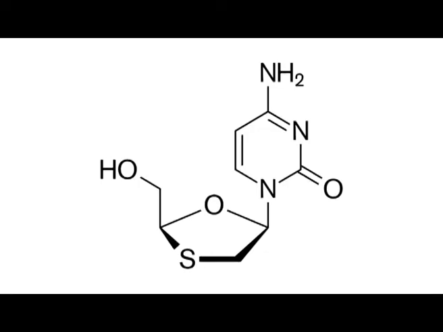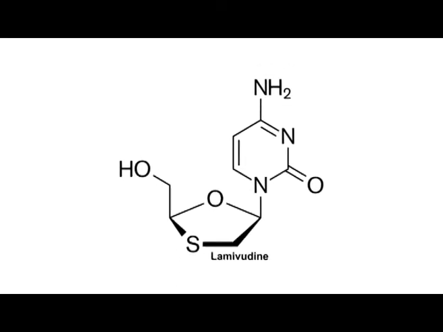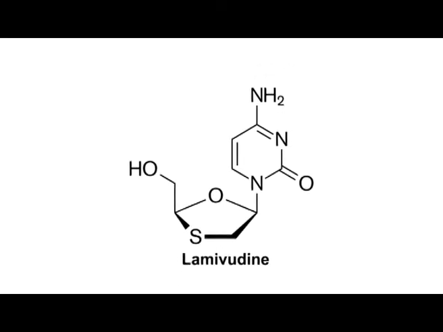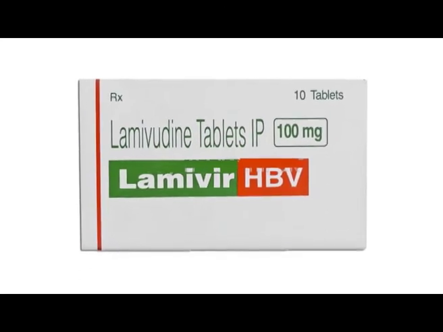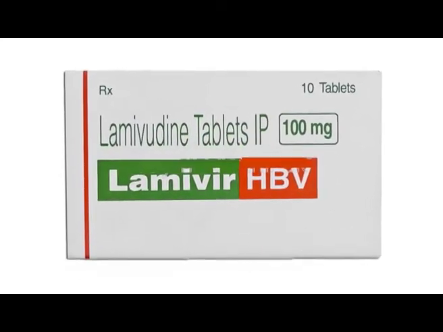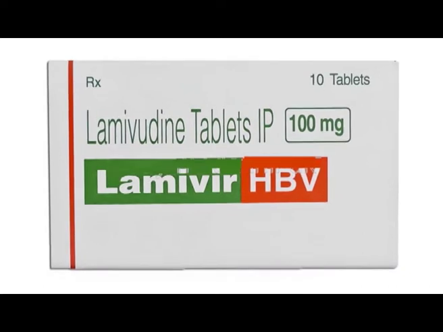Lamivudine. Lamivudine is 2',3'-dideoxy-3'-thiacytidine and commonly called 3TC. It is an antiretroviral drug used to prevent and treat HIV/AIDS and also used to treat chronic hepatitis B. It is a nucleoside analog reverse transcriptase inhibitor. Lamivudine is an analog of cytidine.